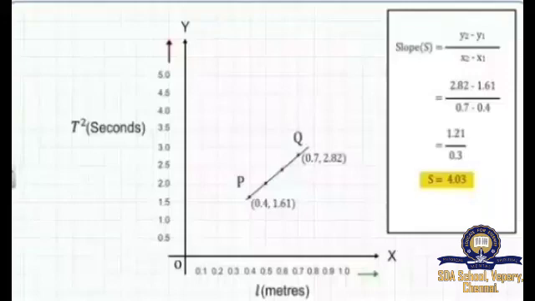And just like that, x2 value and x1 value, see the graph and tell me. And here the x1 value is 0.4 and x2 value is 0.7. So 0.7 minus 0.4. By substituting the values, you will get 1.21 divided by 0.3. By dividing these two numbers, you get the slope S is equal to 4.03. This is the way you have to find the slope from the graph.